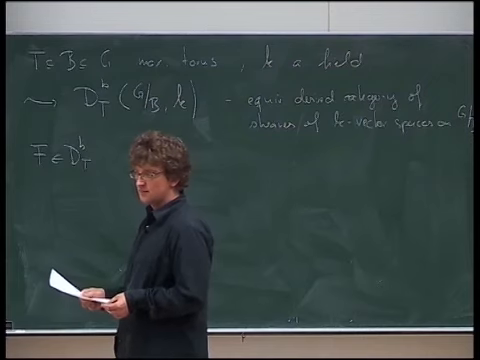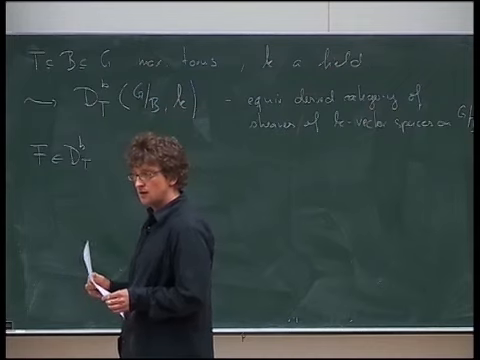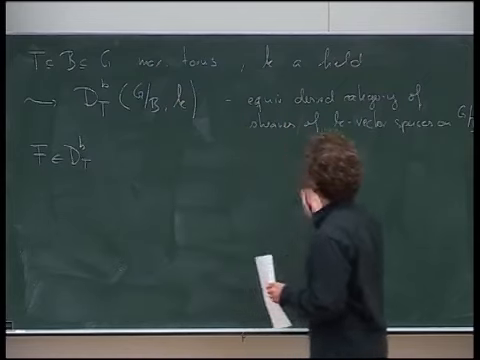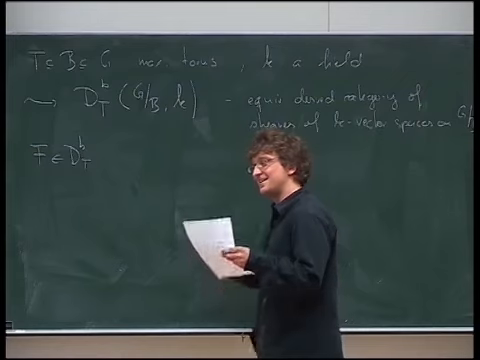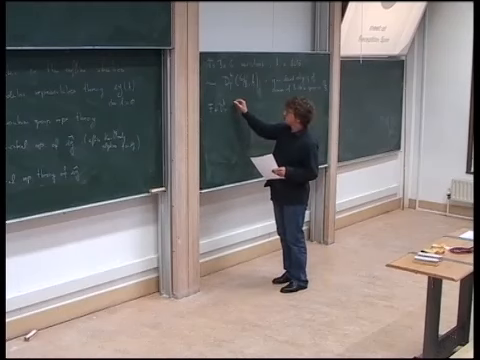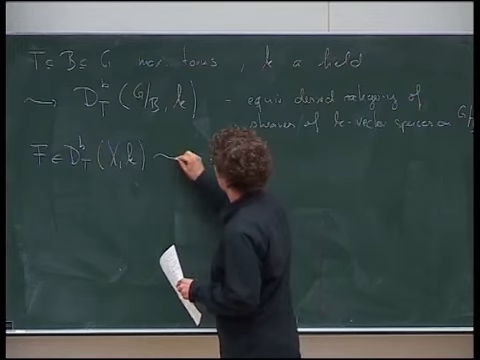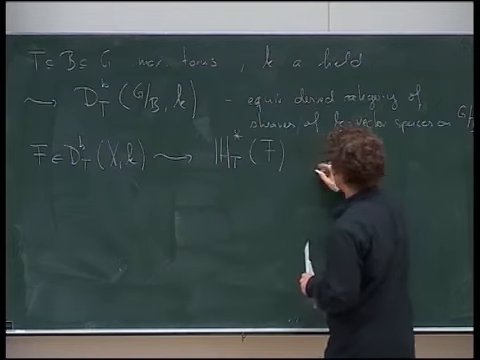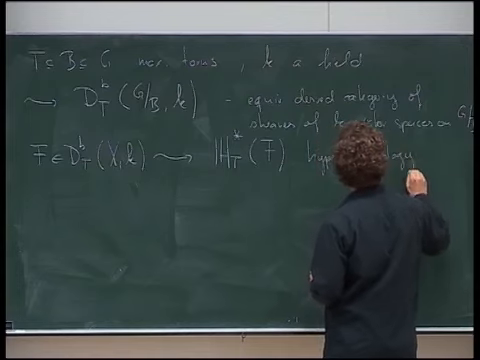I mean, it's a triangulated category of equivariant objects. It's not a derived category of equivariant sheaves, but the equivariant derived category constructed by Bernstein and Lunts. So for any object F here, we can define its hypercohomology, the hypercohomology of F.